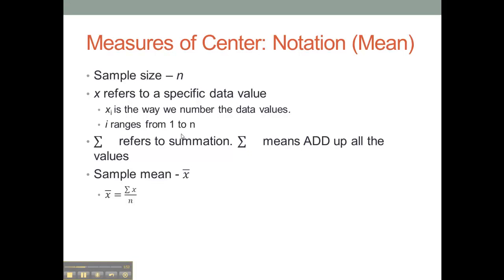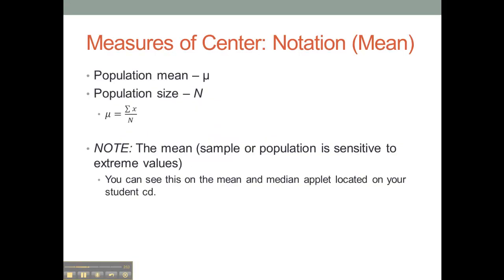So the sample mean, we give X bar. This is one of the most used symbols in stats. So remember X bar. To calculate X bar, the mean, you add up all your data values and divide by your sample size. Again, if you don't know how to do that, check the videos in week 1. Population mean is represented by mu, a Greek letter m. Population size is a capital N, and to calculate it, we take the sum of our data values in the population over the size of the population.